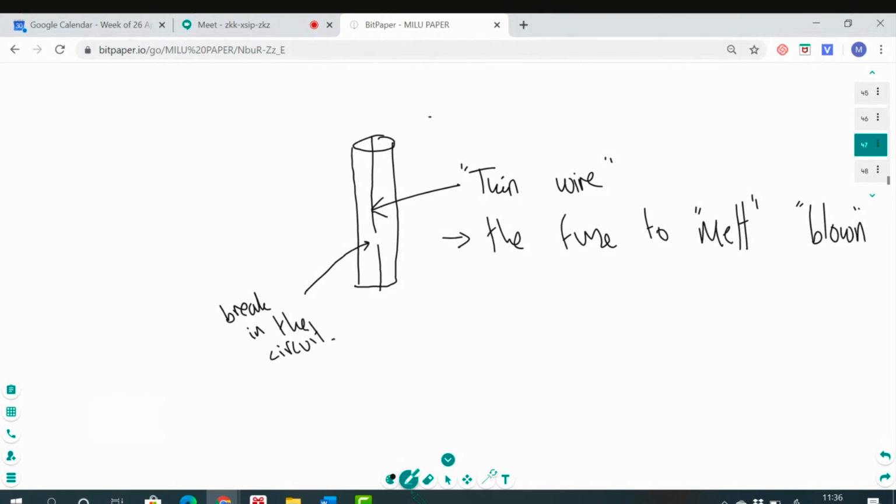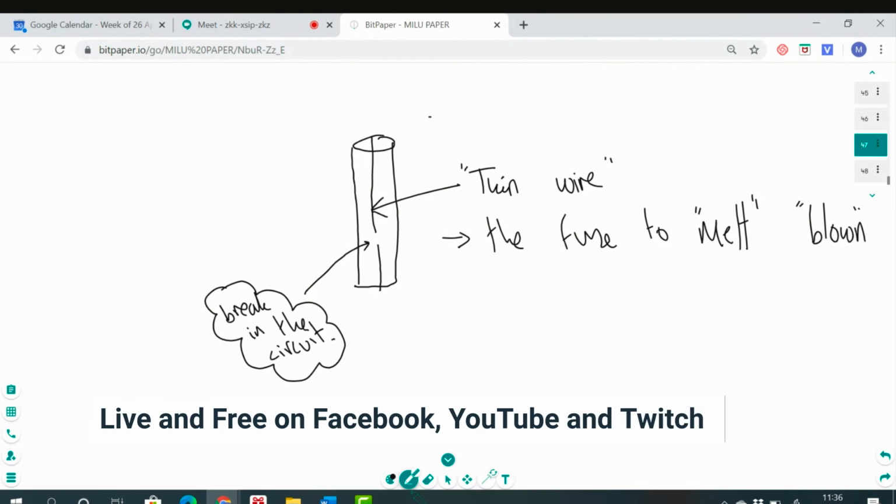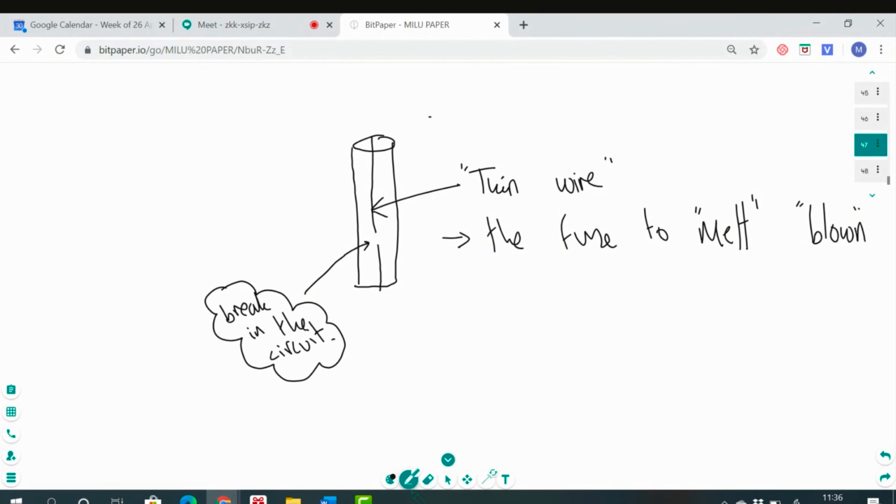And for those of you that heard my last physics lesson, you should remember that for current to flow, you cannot have a break in the circuit. So when this fuse melts or when the fuse blows, you've got this break, this gap in the circuit, so no more current can flow. And it actually turns off the appliance. The appliance will no longer work.